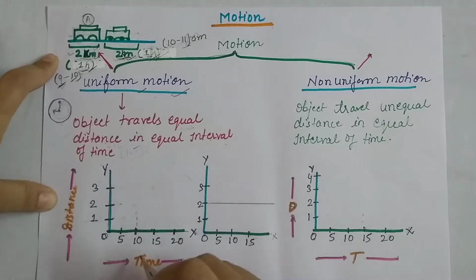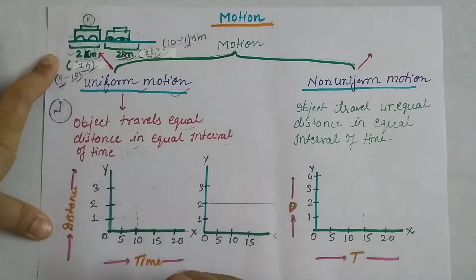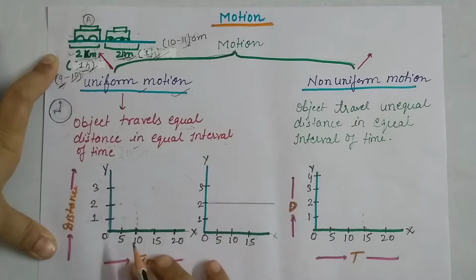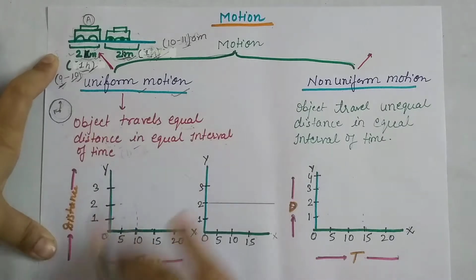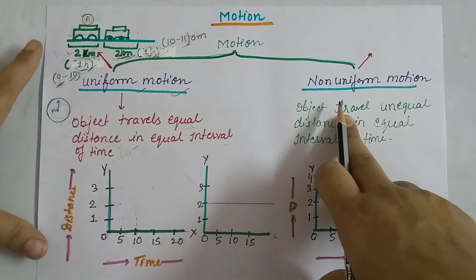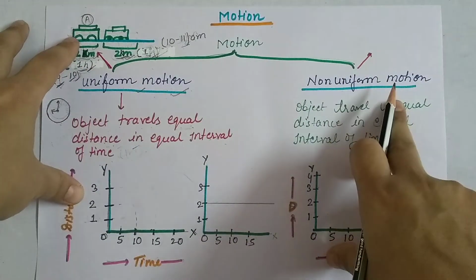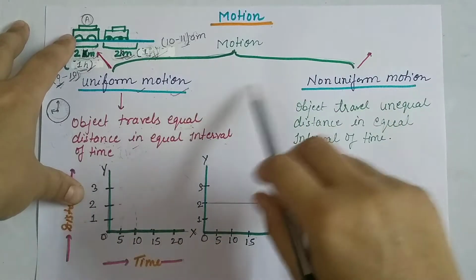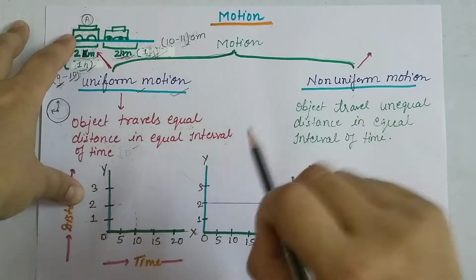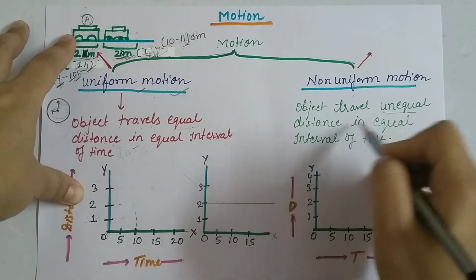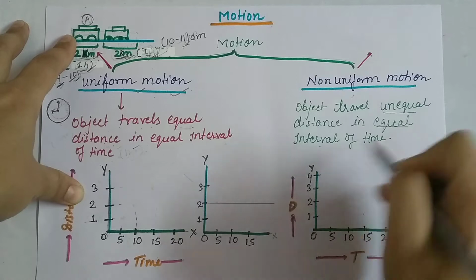So let's see what the graph of this uniform motion will be. Here we will be able to see the graph. There are three types of graph here, but before discussing the graph, first we will see non-uniform motion. This is all opposite to uniform motion: the object travels unequal distance in equal interval of time.